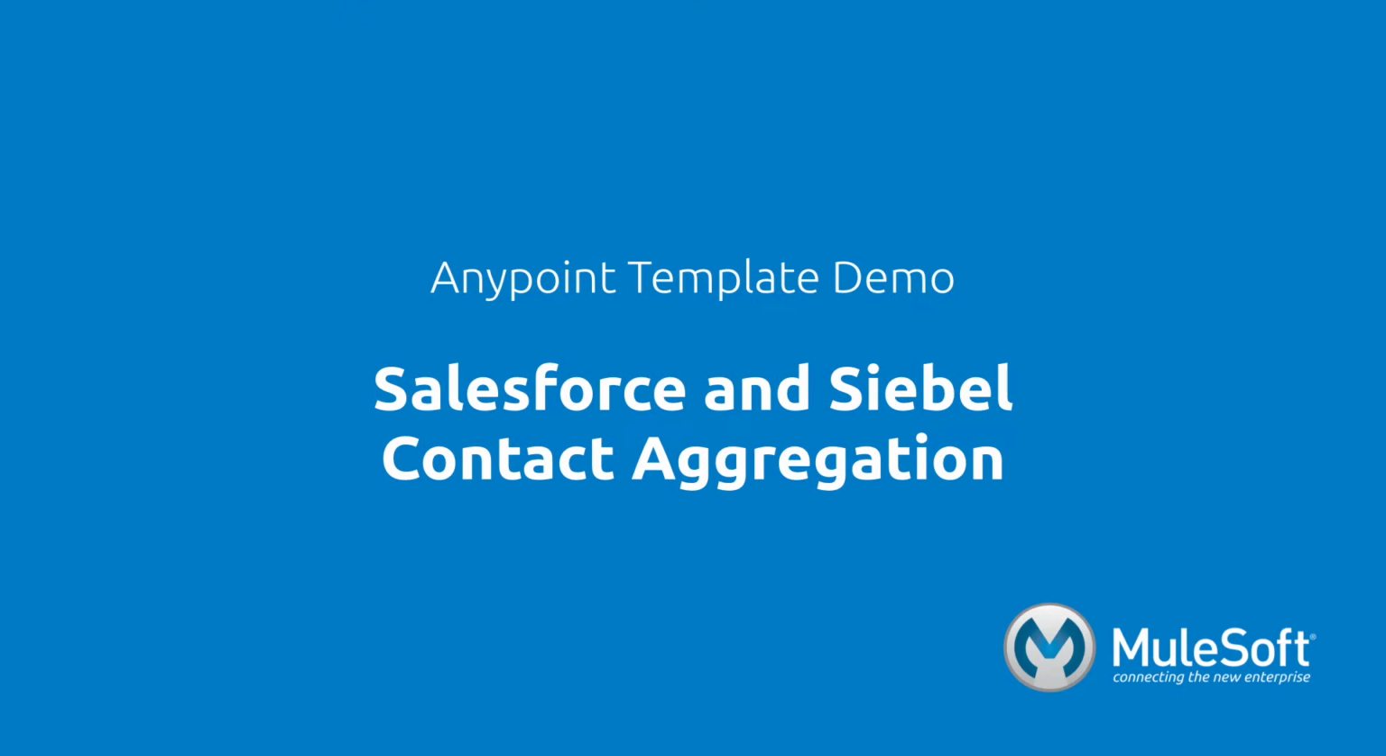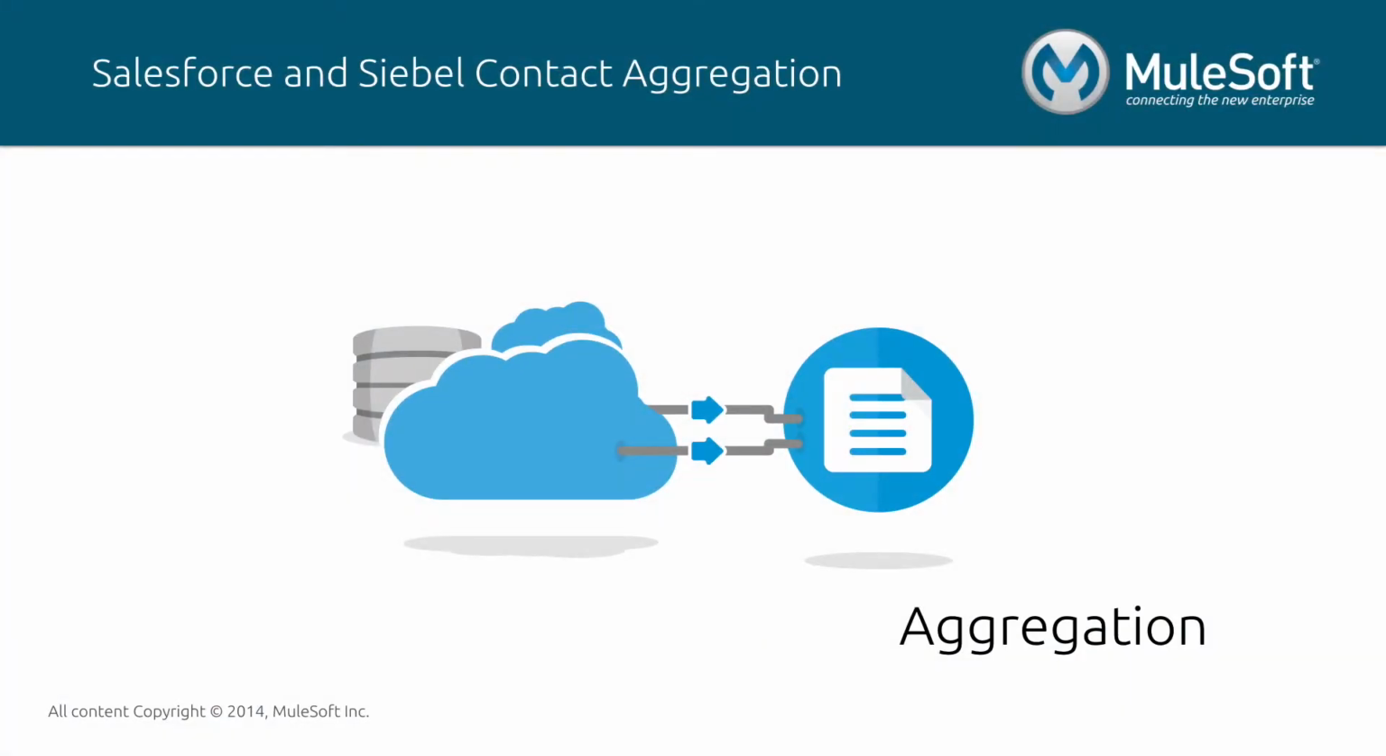This demo will showcase our Salesforce and Siebel contact aggregation template. The aggregation pattern is the act of getting data from multiple systems and inserting into one. Aggregation is useful when building APIs that get data from multiple systems, creating reports or dashboards across multiple systems, preparing data for compliance or auditing purposes, and many more.